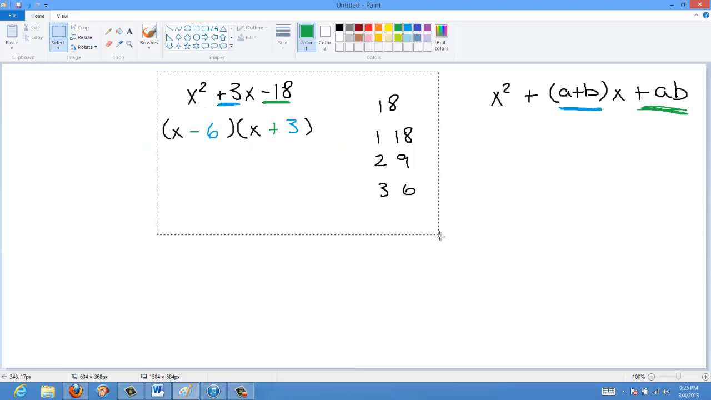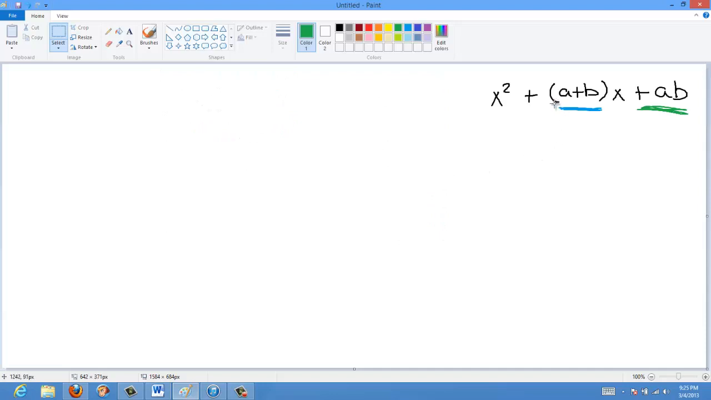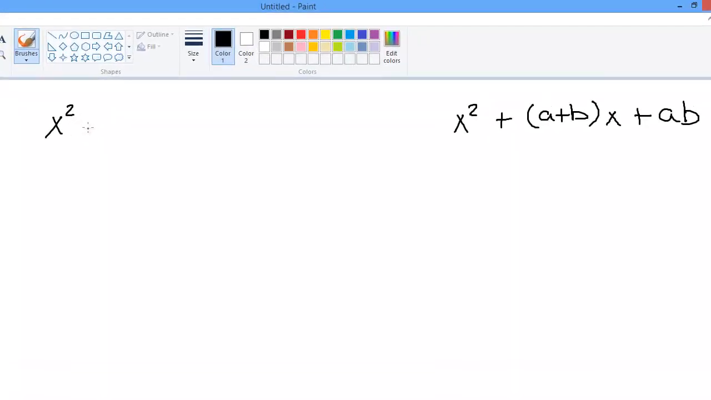Okay, hopefully that makes some sense there. Okay, let's go and try a different one here. Let's try x squared minus 5x minus 14. Okay, now there's some things that we can see here.